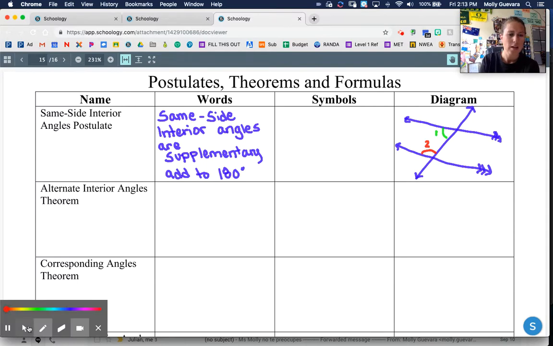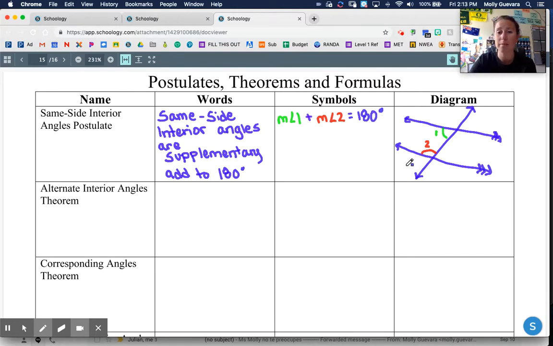Okay, and so what this is telling us is that the measure of angle 1 plus the measure of angle 2 equals 180 degrees. Okay, so for my same side interior angles, my green angle plus my red angle is 180 degrees.